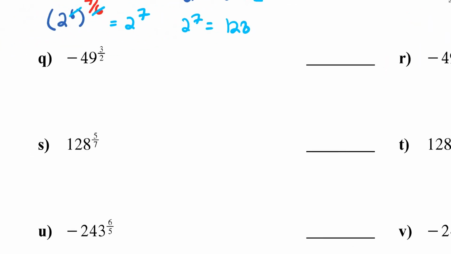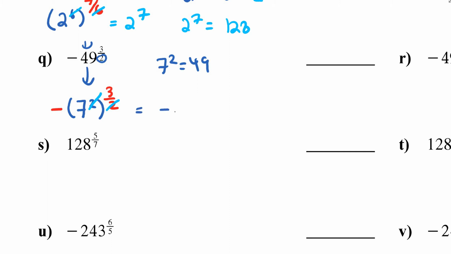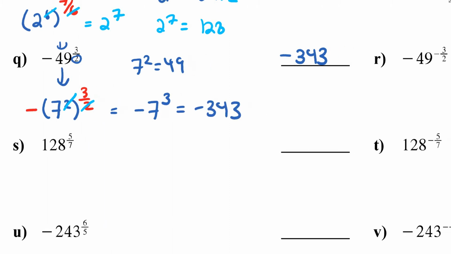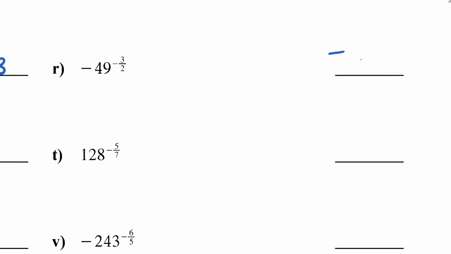Okay, let's go to question Q now. There's a 2 there, and there's a 49. So you're probably thinking 7 to the power 2 is 49. Perfect. So instead of writing 49, I can write 7 to the power 2. And then the 3 over 2 tags along, minus sign there. And these questions are kind of repeating the general idea all over again. 7 to the power 3, let me just grab my calculator here, is going to be 343, so negative 343. And then for R, I guess it's going to be negative 1 over 343.